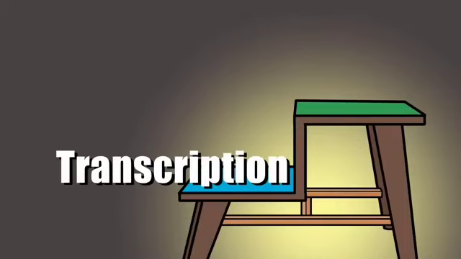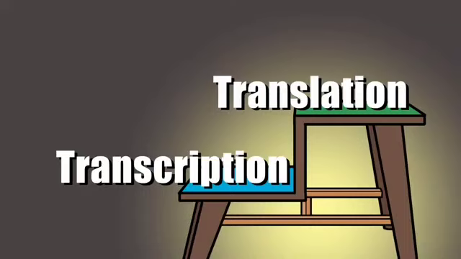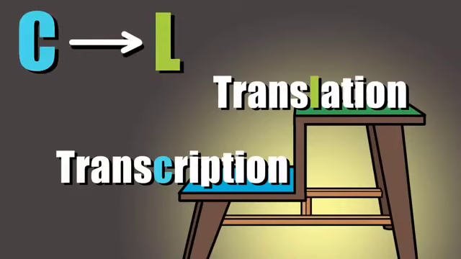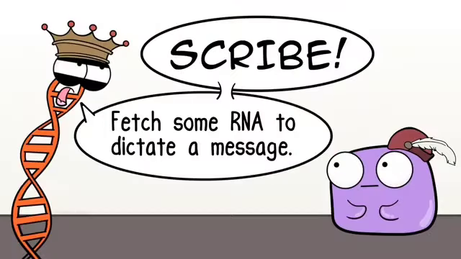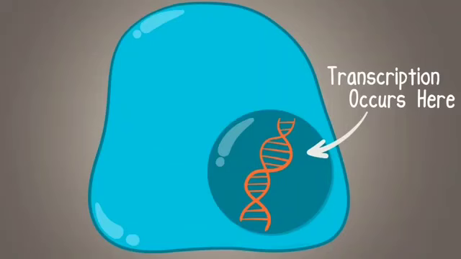One is transcription and the other is translation. Transcription has a C in it and translation has an L in it. I remember that C comes before L in the alphabet, which helps me remember that transcription comes first. I like a lot of alphabet mnemonics. Now, transcription is when we're going to transcribe the DNA into a message. In your cells, the DNA is in the nucleus, so therefore, we're doing transcription in the nucleus.